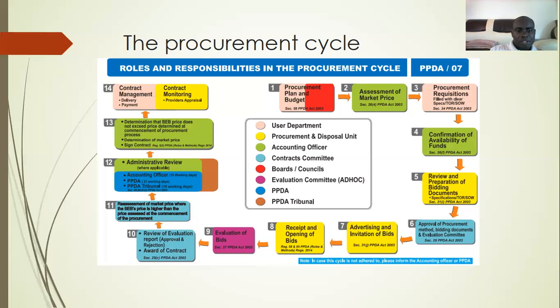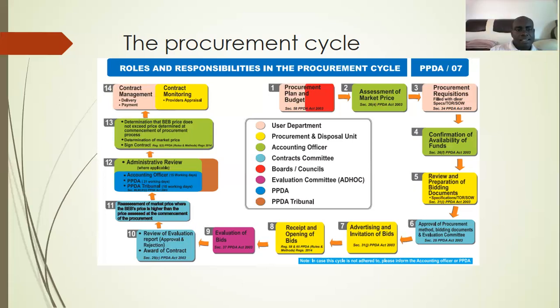If the best evaluated bidder is above the reserve price, then the contracts committee recommends the next step, whether for negotiation or maybe for retendering. Then there's cycle number 12, administrative review. This is whereby they allow bidders time to raise any complaints at the time of the best evaluated bidder notice, what has been pinned on the notice board.